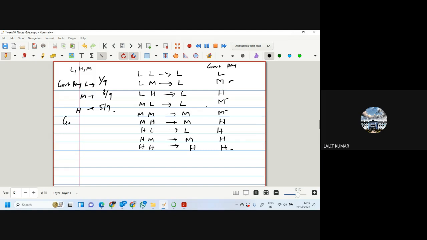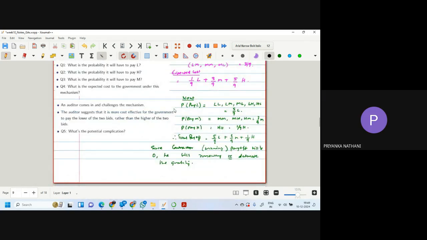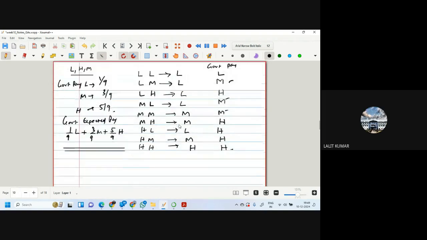So the government expected payoff, how much it will pay, will be 1 by 9 into L plus 3 by 9 into M plus 5 by 9 into H. This is the expected government pay. Where did we get 5 by 9 from? How many times are we paying H? Out of 9 times we are paying 5 times. M, we are paying 3 times, and L we are paying only 1 time.